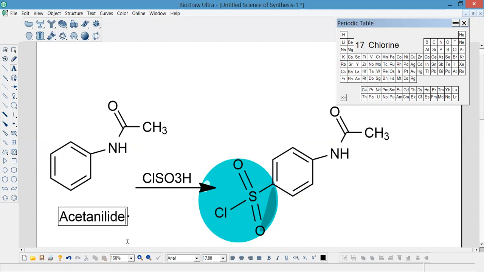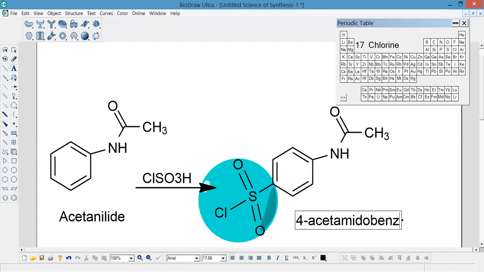This is chlorosulfonyl acetanilide, or 4-acetamidobenzene sulfonyl chloride. This is 4-acetamidobenzene sulfonyl chloride.